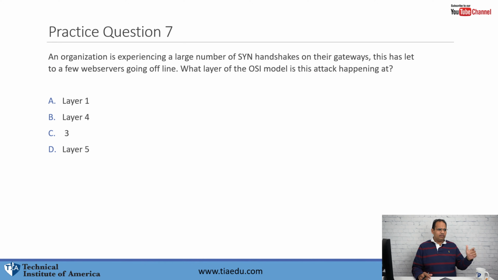All right, I forgot the word layer on C here. All right, let's go. An organization experienced a large number of SYN handshakes on their gateways. This has led to a few web servers going offline. What layer of the OSI model is this happening at?